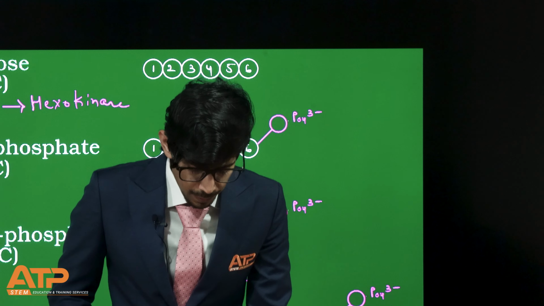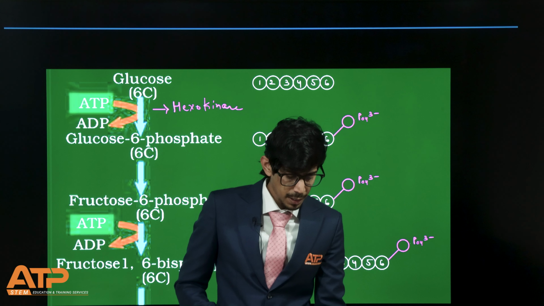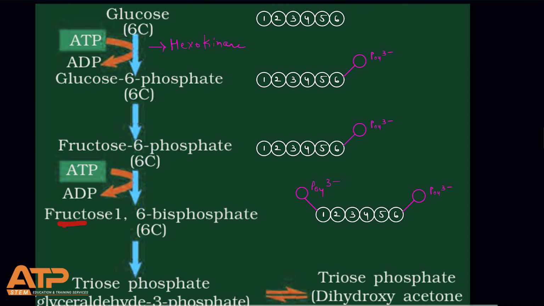Okay, now see, very important. This fructose 6-phosphate gets one more phosphate from ATP, right? ATP will give one of its phosphates to fructose 6-phosphate, and it will attach to the first carbon of the fructose, and from fructose 6-phosphate we will get fructose 1,6 bisphosphate. See, there is a phosphate on the first carbon, there is a phosphate on the 6th carbon. This is fructose 1,6 bisphosphate.